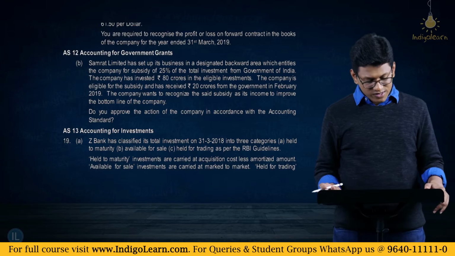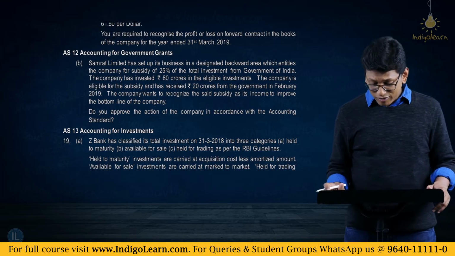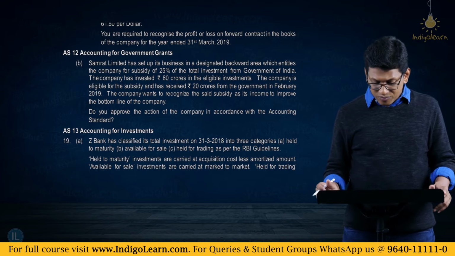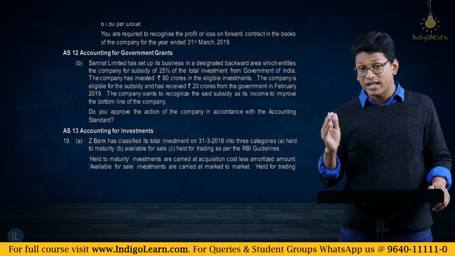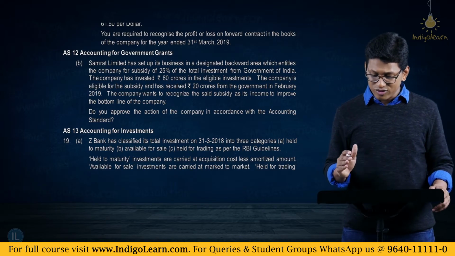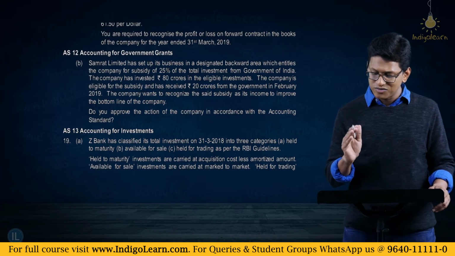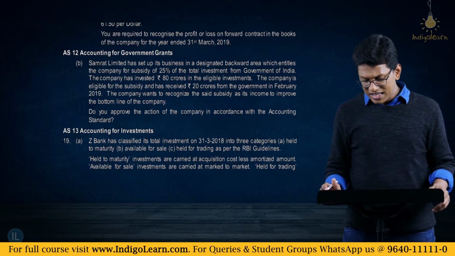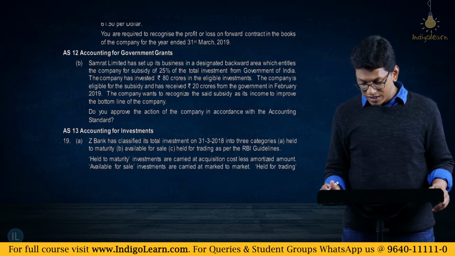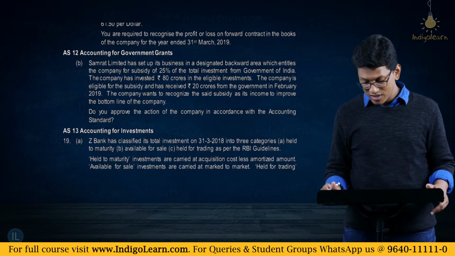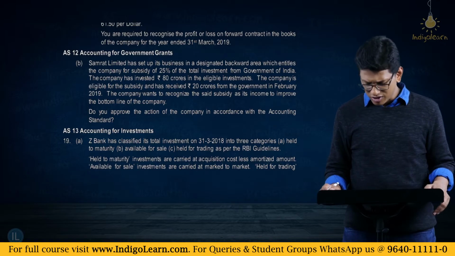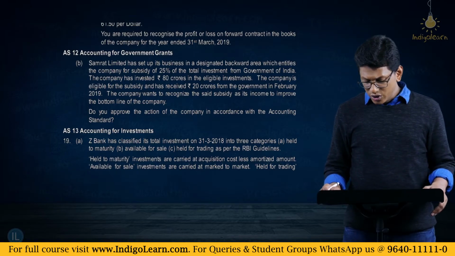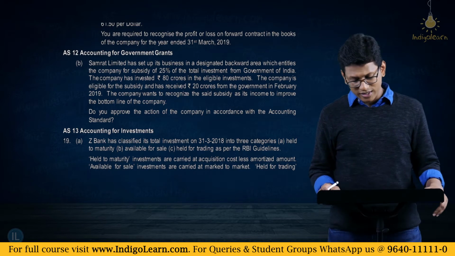Now let us look at the next one, friends. This is a question from AS12, of course from our RTP only. Samrat Limited has set up its business in a designated backward area which entitles the company to a subsidy of 25% of the total investment from Government of India. The company has invested ₹80 crores in the eligible investments. The company is eligible for subsidy and has received 20 crores from government in February 2019. The company wants to recognize the said subsidy as its income to improve the bottom line, meaning profitability of the company. Do you approve the action of the company in accordance with the accounting standard?